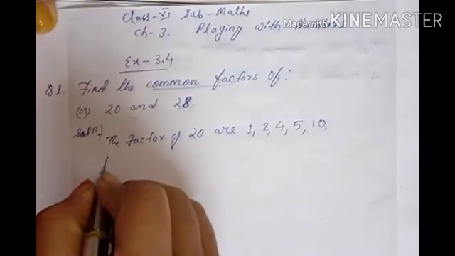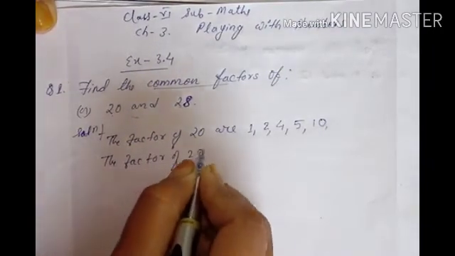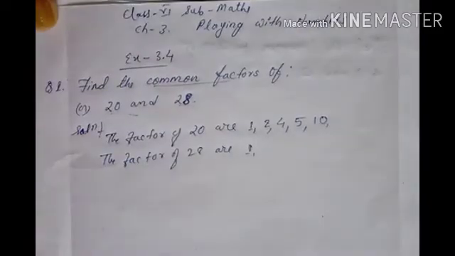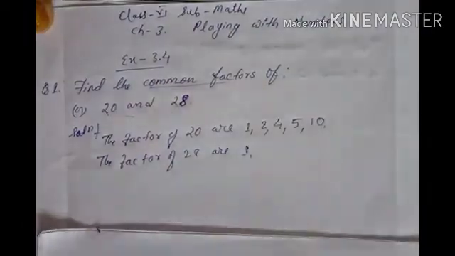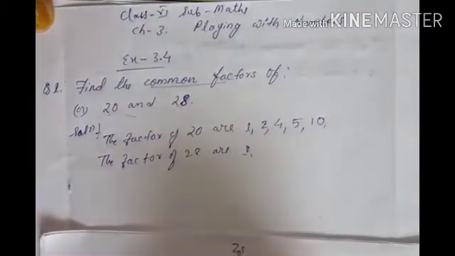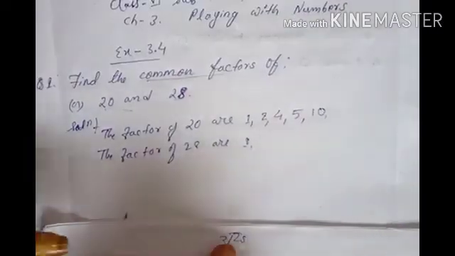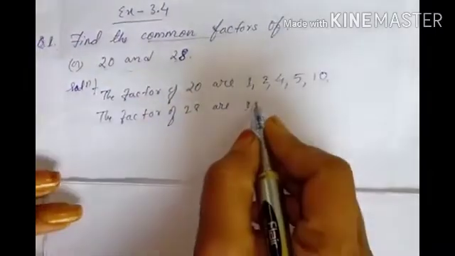Now the next number is 28. What are the factors of 28? Now 1 is always a factor of every number, so first you can write 1. Now is 2 a factor? Yes, because if you divide 28 by 2, you will get a whole number. 28 is divisible by 2, so 2 is also a factor.